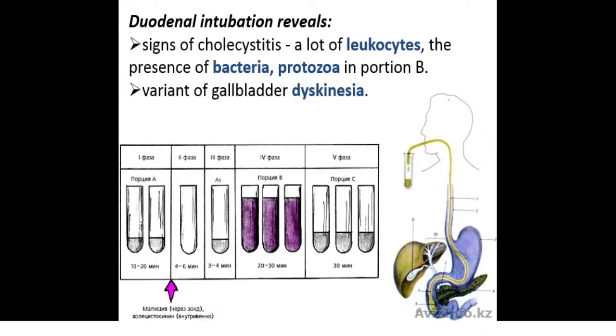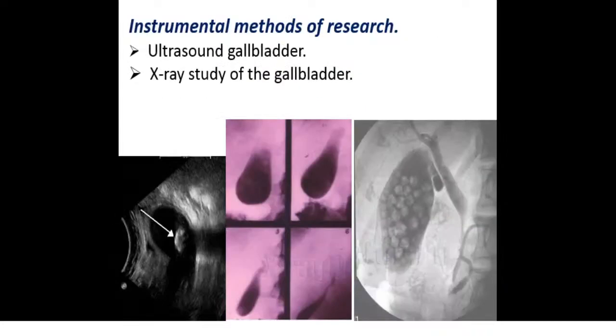If we do duodenal intubation, in portion B we can determine many leukocytes, bacteria, and protozoa. With this method of examination, we can determine the variant of dyskinesia of the gallbladder in this patient. And we can also do other instrumental methods of examination, and now we very often do ultrasound examination and X-ray study of the gallbladder.